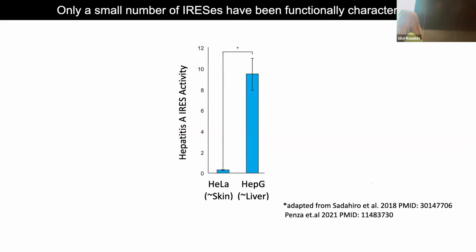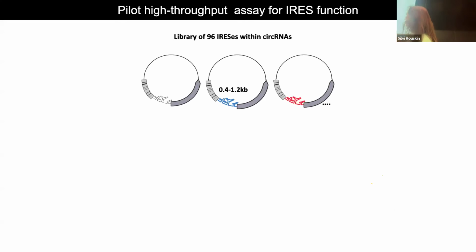All right. So as I said, a very small number have been functionally characterized. Here I'm showing hepatitis A virus. Multiple groups have shown that, for example, it has very little activity in HeLa cells, but in liver-like cells, it has much higher activity, which makes sense and could be contributing to the tropism of hepatitis A IRES. But again, people have been looking at those IRESes one by one. So it's really slow. And so we're like, okay, how can we do this in a higher throughput?